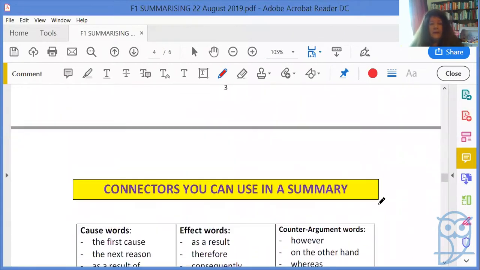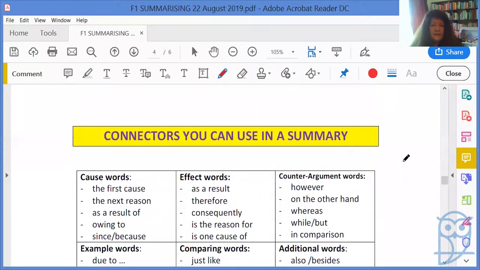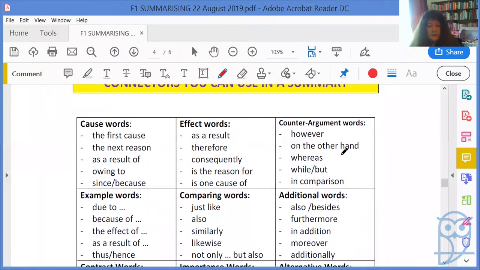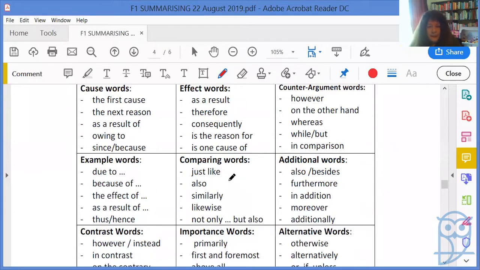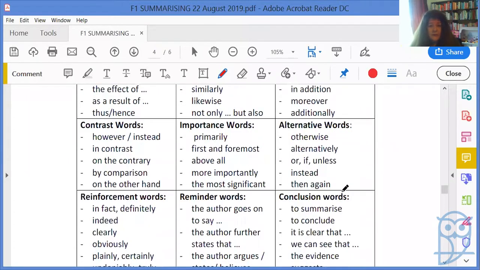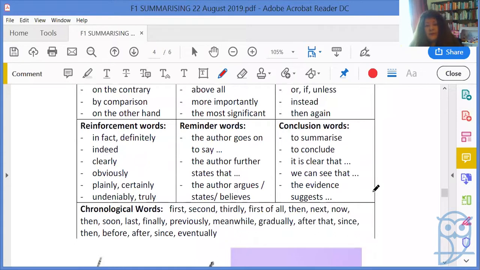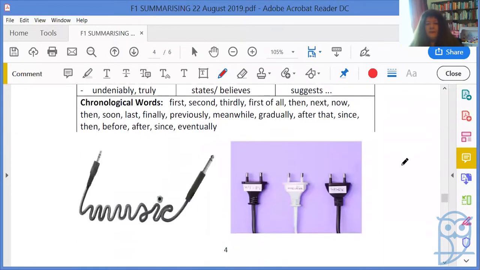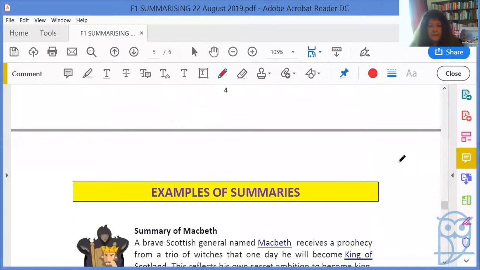Okay. Yeah, I think we've looked at lists of connectors you can use in a summary. I won't go through them all. Cause words, effect words, counter-argument words. Examples, comparing, additionals. All these types of words we've looked at several times. If you want the copy, you send them to me. They connect your sentences, they connect any paragraphs.